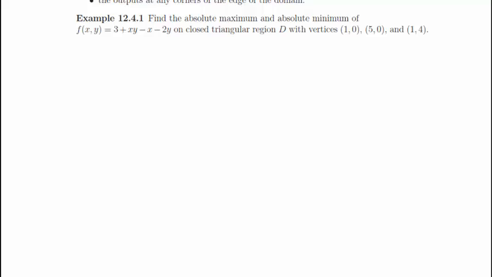So example 12.4.1, find the absolute maximum and absolute minimum of f of x, y equals 3 plus xy minus x minus 2y on the closed triangular region D with the vertices 1, 0, 5, 0, and 1, 4. So the edge of my domain, I want to draw these points out real quick so we can see where we're looking. Actually, this is just going to be first quadrant.